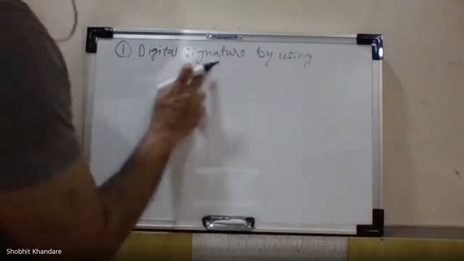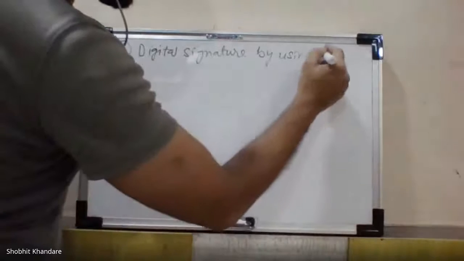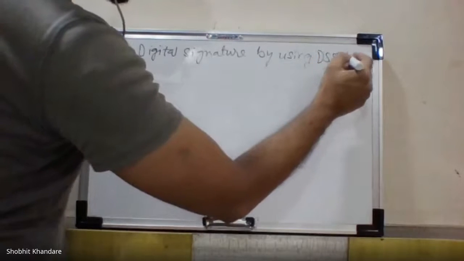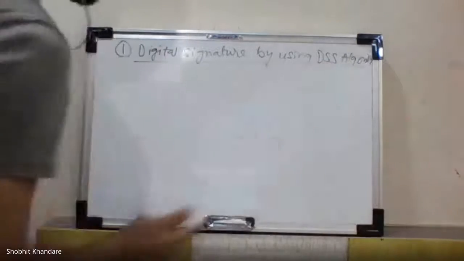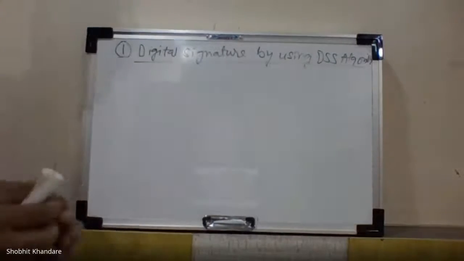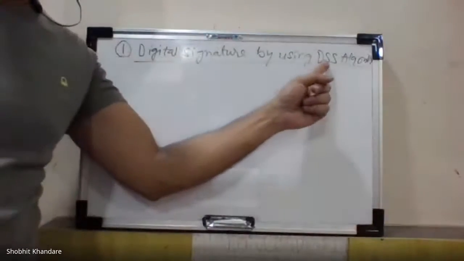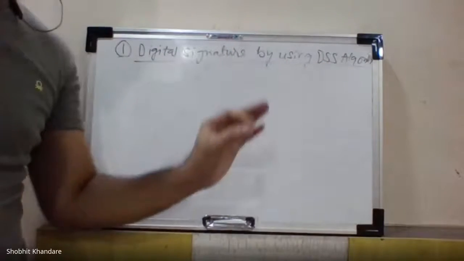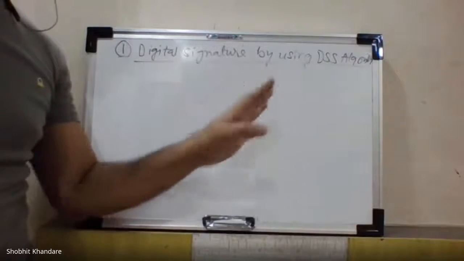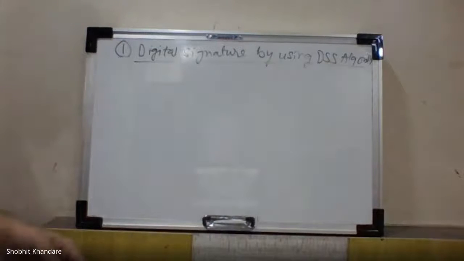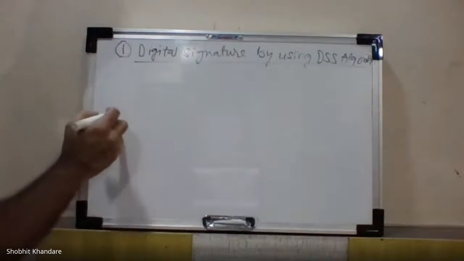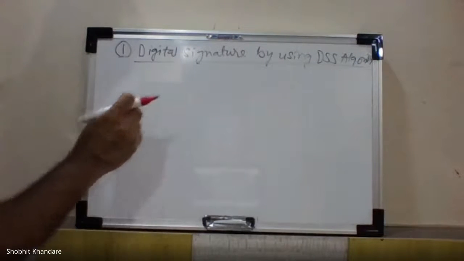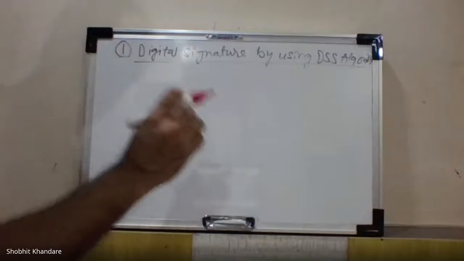So the next one is digital signature by using DSS algorithm, and this is the main algorithm which we have to focus on. Okay, digital signature standard algorithm, or you can simply say DSA, the digital signature algorithm. Here we have to understand what the scenario is. So for that explanation, please draw the diagram along with me. This is important, and we have to go very slowly to understand each and every aspect of this.